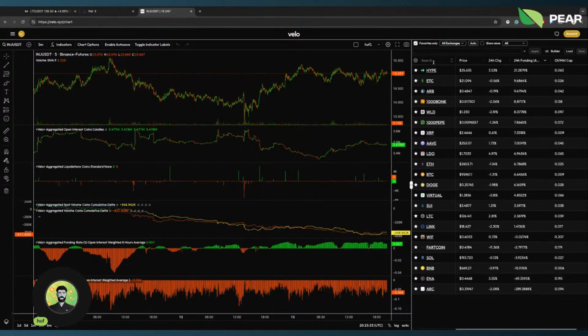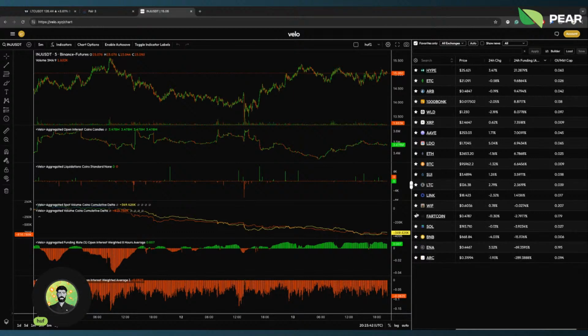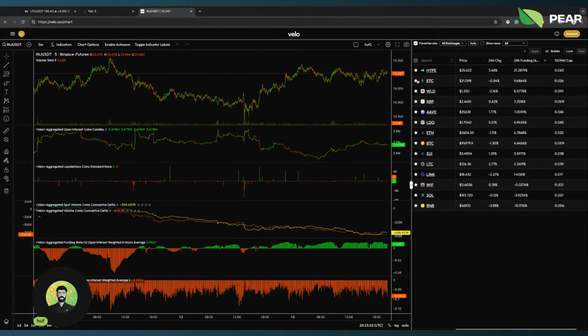So again, I have a few more assets here, but it's very easy to remove one. So if I wanted to remove Pepe, I can. Let's get rid of Doge, Virtual, stuff that I'm not trading at the moment. Fartcoin, ENA, ARC. You guys get the picture, right? So Velo Data, this is free.